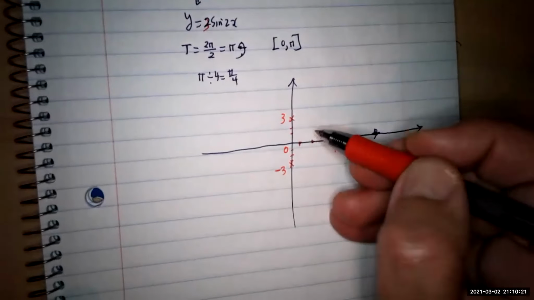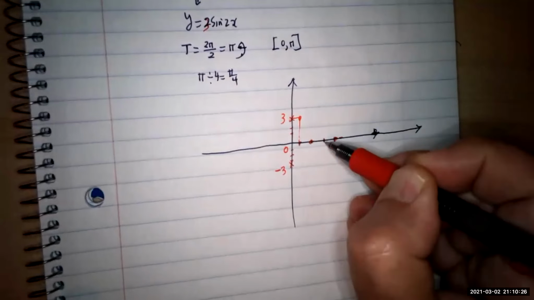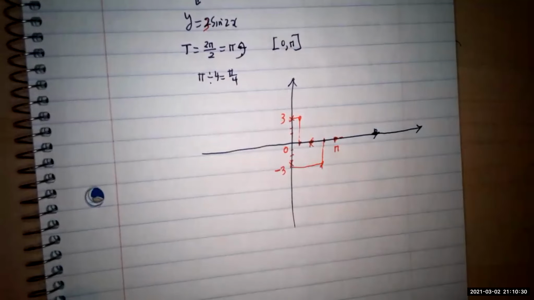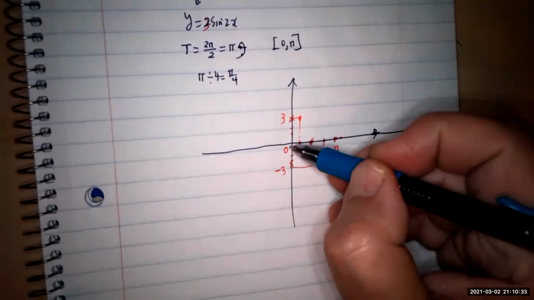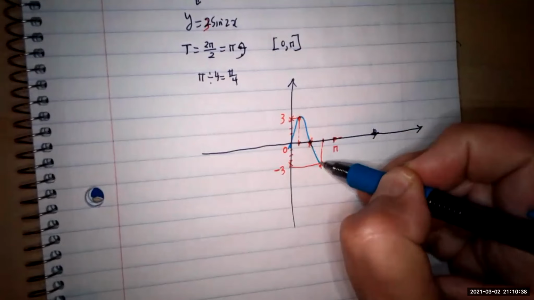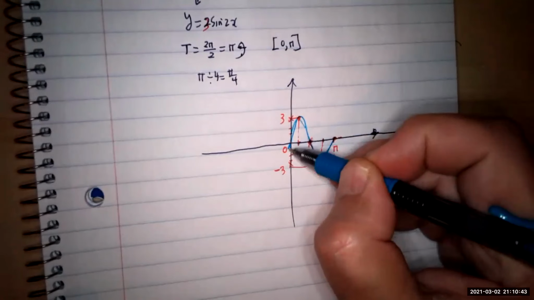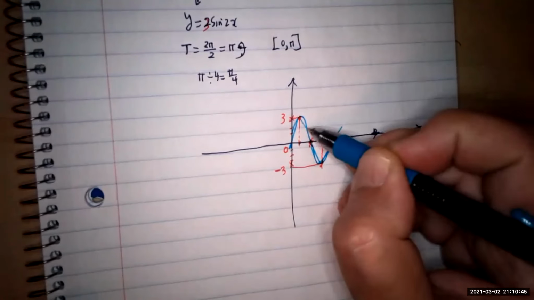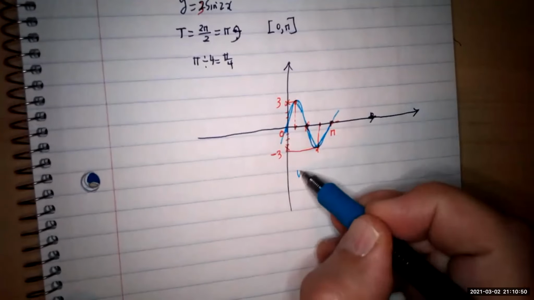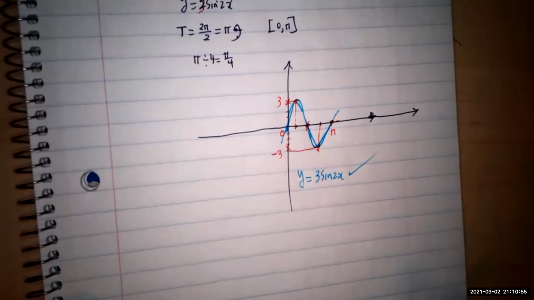Okay, and you start from the bottom. That gives you the maximum, the intercepts, and then the minimum. It's a sine function, so start from the origin, up, intercepts. So this is going to be your graph. This is the graph of y equals 3 sine of 2x.